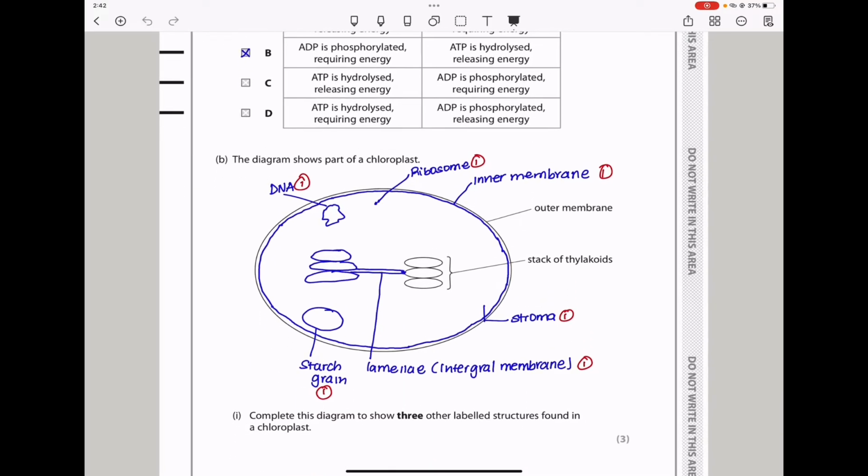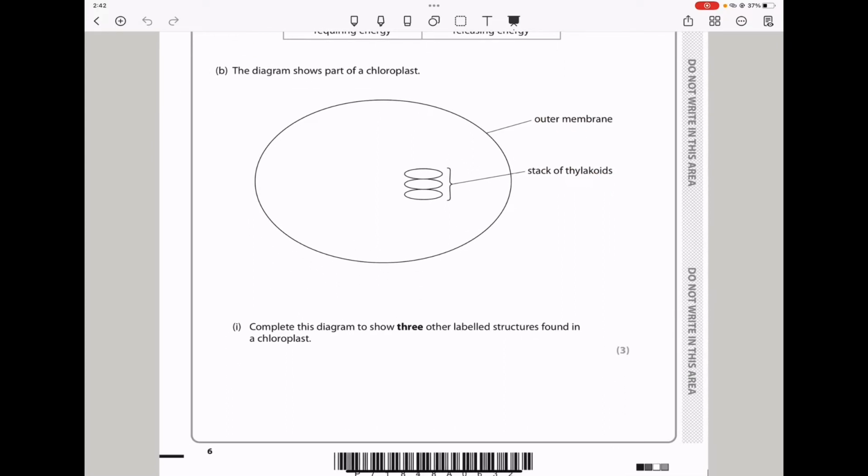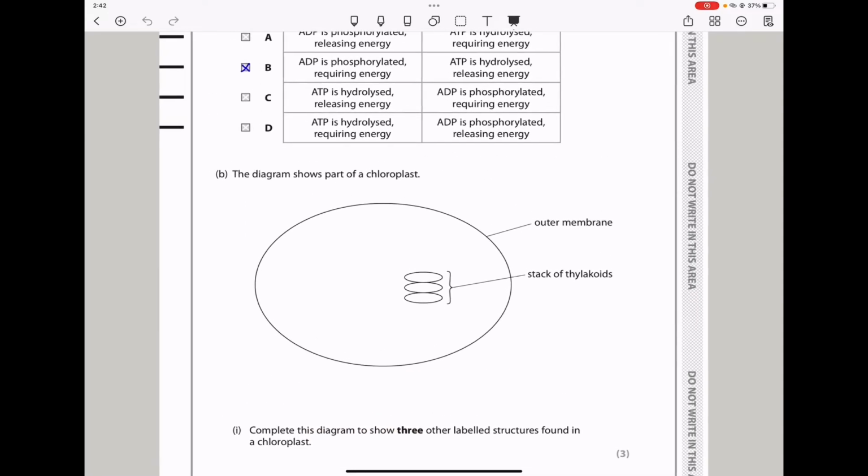The next part says, the diagram shows part of a chloroplast. So if I take away what I answered, you will be able to visualize what was present there initially. So this is how the chloroplast was. They had labeled for us the stack of thylakoids as well as the outer membrane. And they said, complete this diagram to show 3 other labeled structures found in a chloroplast.